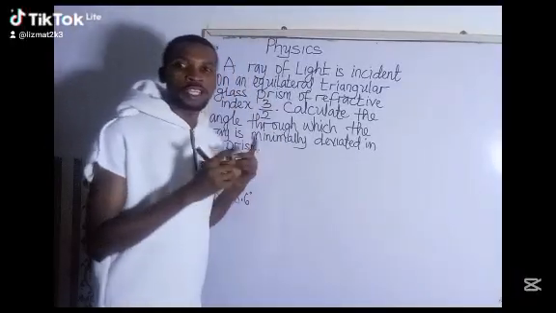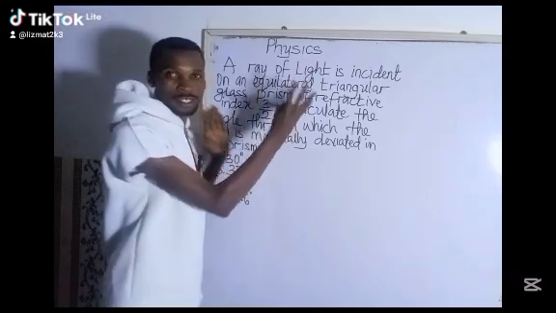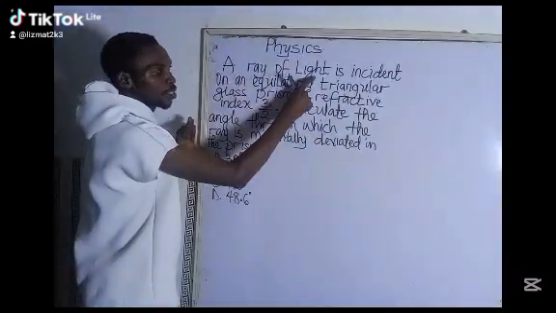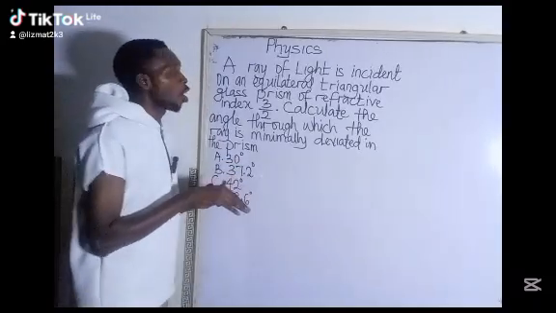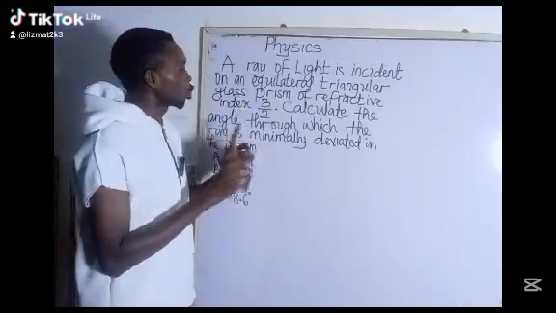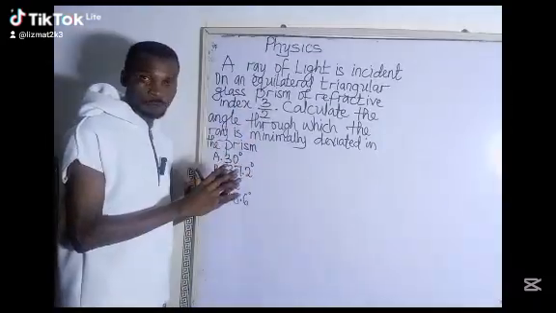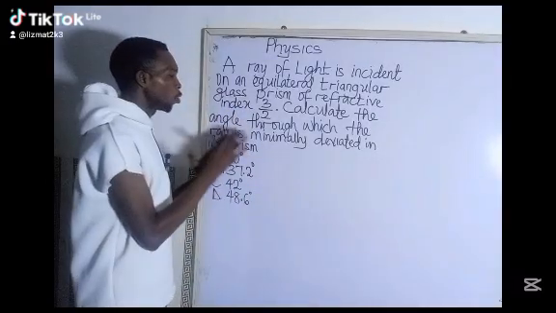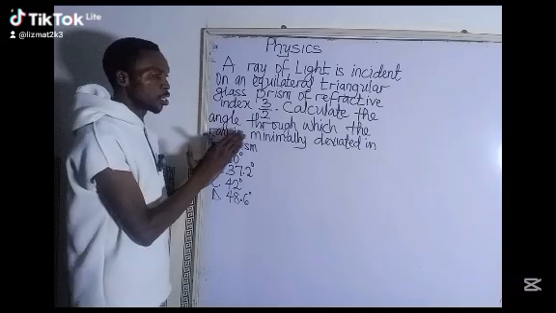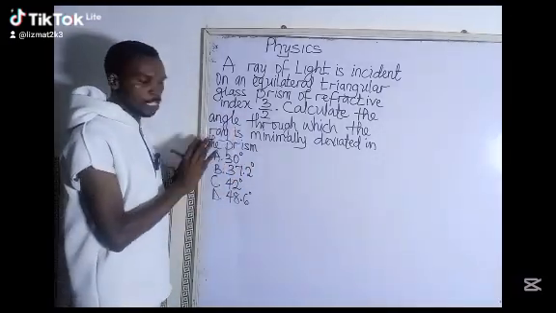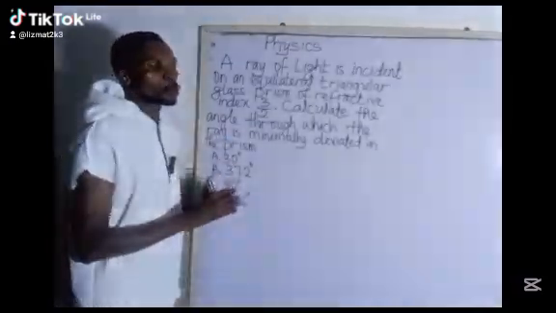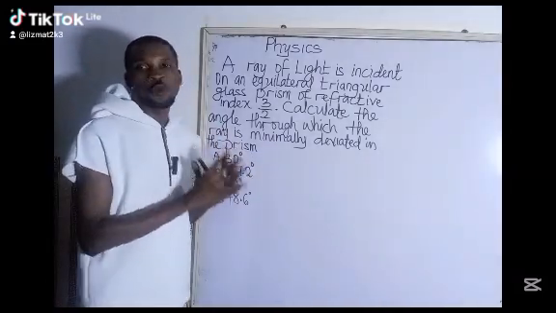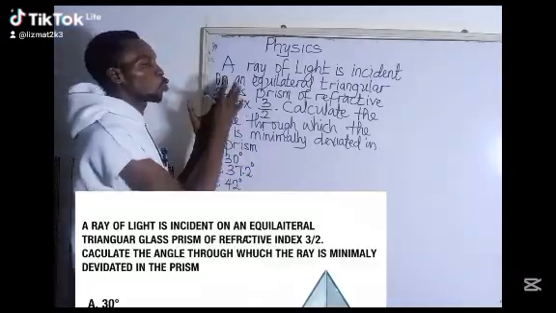In case you came across a question like this, let's read the question. A ray of light is incident on an equilateral triangular glass prism of refractive index 3/2. Calculate the angle through which the ray is minimally deviated in the prism. All right, so to solve this question is very, very simple, and I will guide you through what you need to do. Now, let's take the question again.